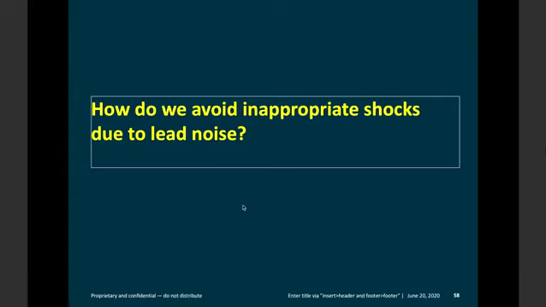How do we avoid inappropriate shocks due to lead noise? I've already introduced this concept, and I'll go through it in the next one or two minutes. How do the current generation devices discriminate noise and abort therapy, unlike what happened in this unfortunate patient? This patient had multiple shocks because it was treated as VF when actually there was no VF, it was only noise. But today's devices can differentiate noise from VF.